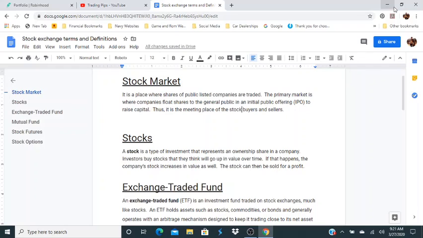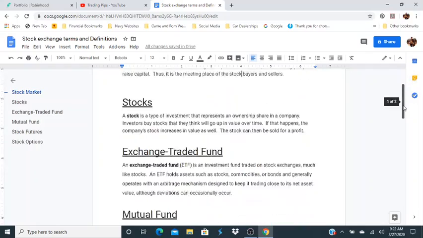A stock is a type of investment that represents an ownership share in a company. Investors buy stocks that they think will go up in value over time. If that happens, the company's stock increases in value as well. The stock can then be sold for a profit. So that's a general explanation of stocks. You can buy ownership in a company as it goes up in value. You actually can sell if it goes down in value as well.